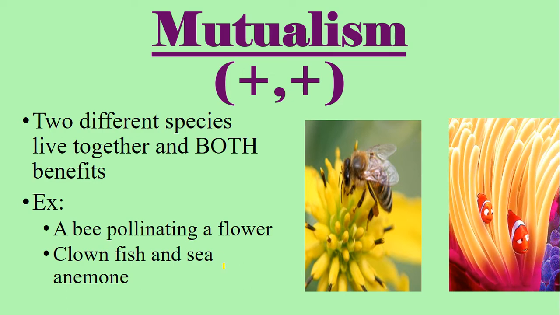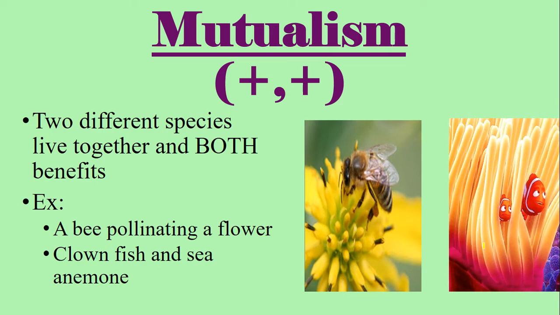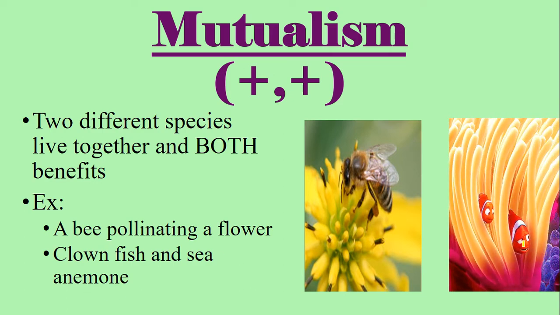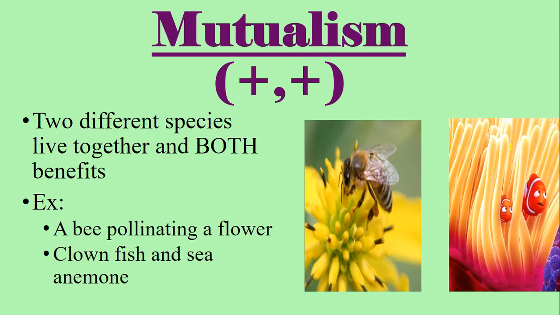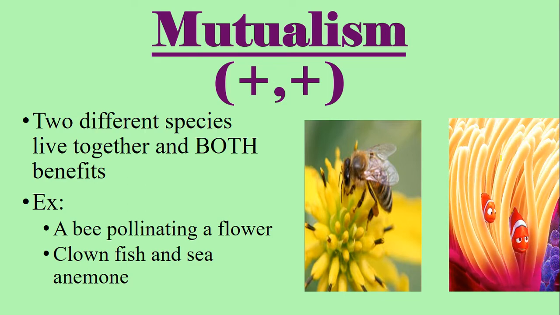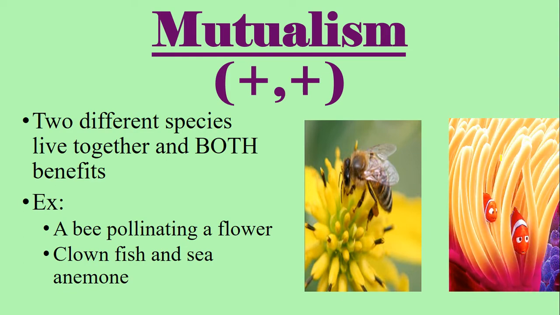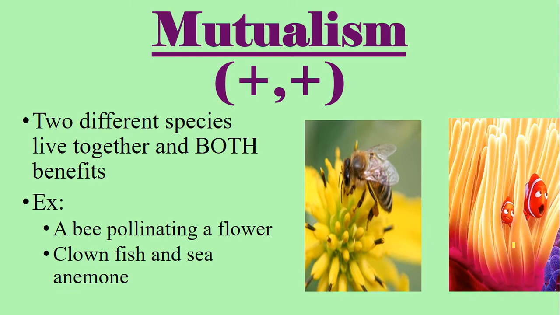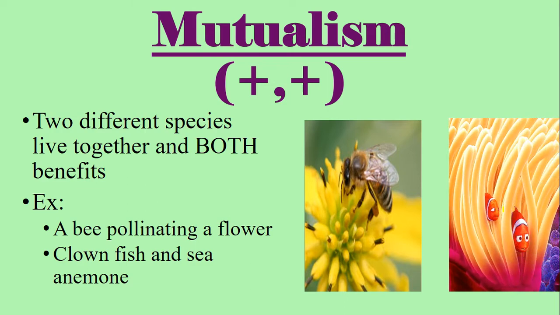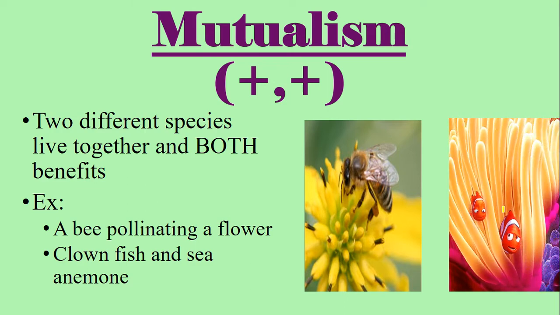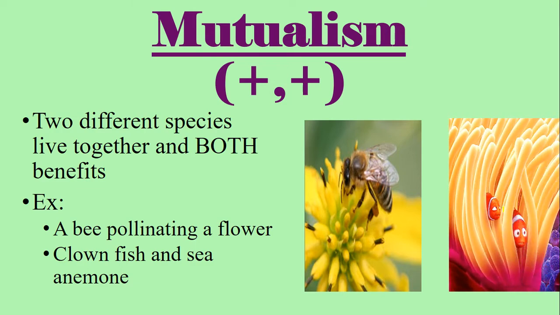Or a clownfish and a sea anemone from Finding Nemo, they actually are mutualism. The sea anemone is getting a benefit from the clownfish because they'll clean themselves on it, and so they get food. And the clownfish benefits from the sea anemone because it's getting protection because sea anemones sting.